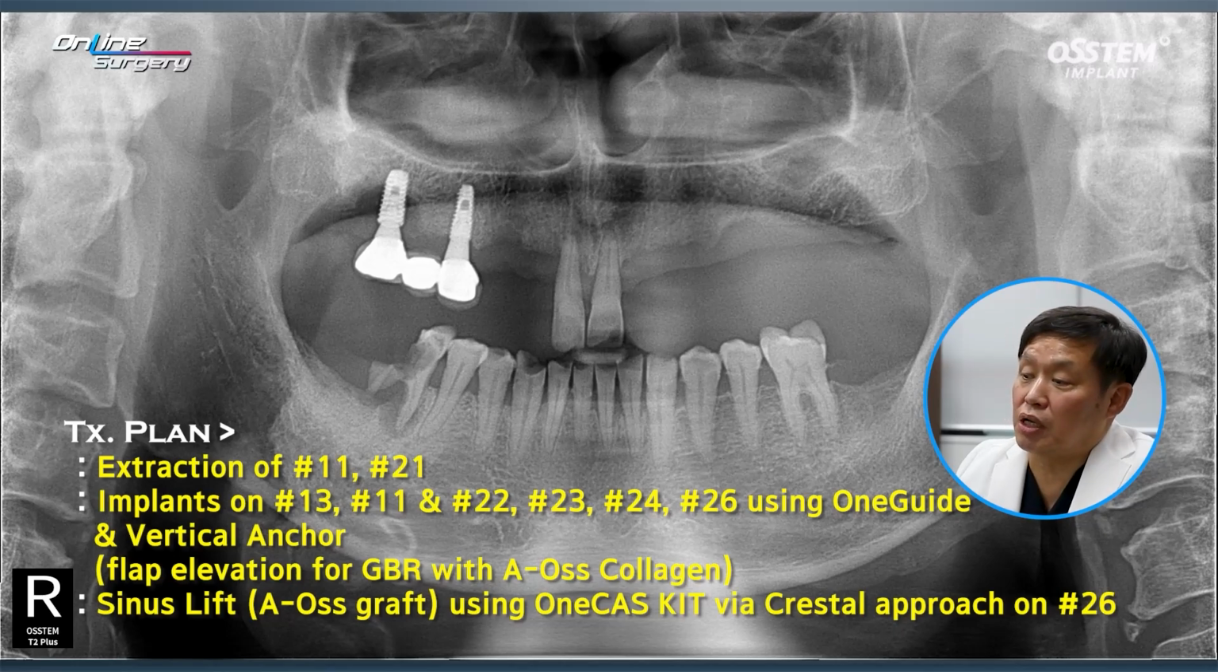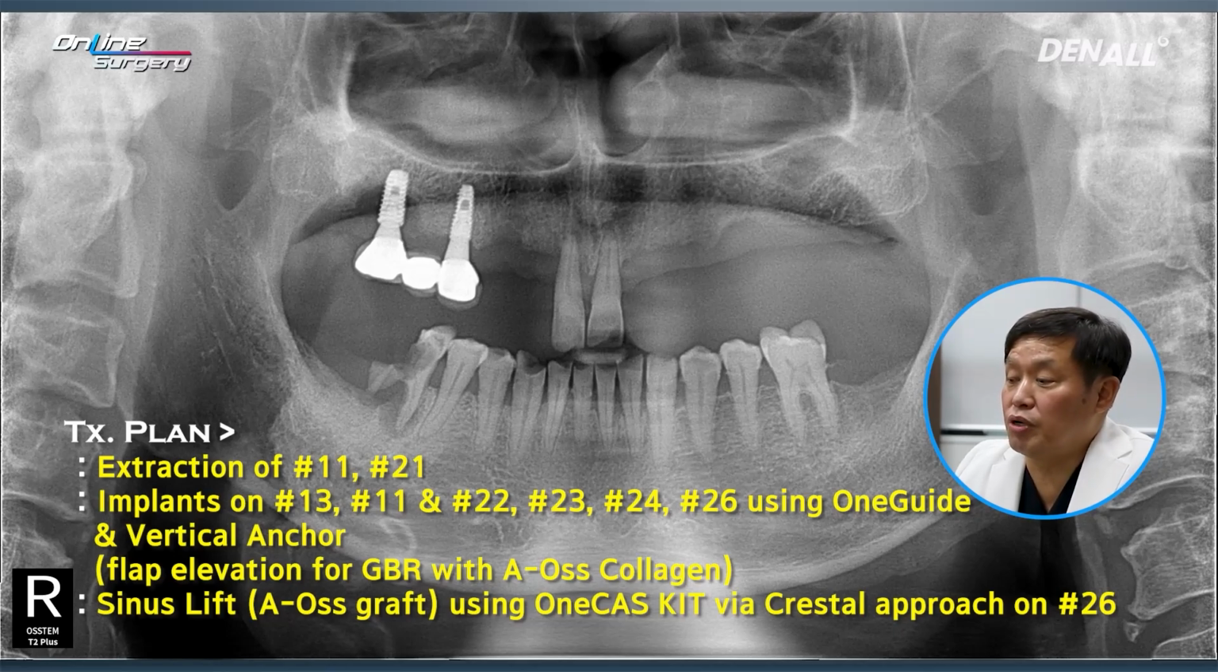There's only teeth up to number 6 in the lower. In number 26, OneCAS was planned. In the anterior zone, because this is a fairly long span case, vertical anchors will be used to fixate the OneGuide template. I'm going to talk about how to place implants without deviation.